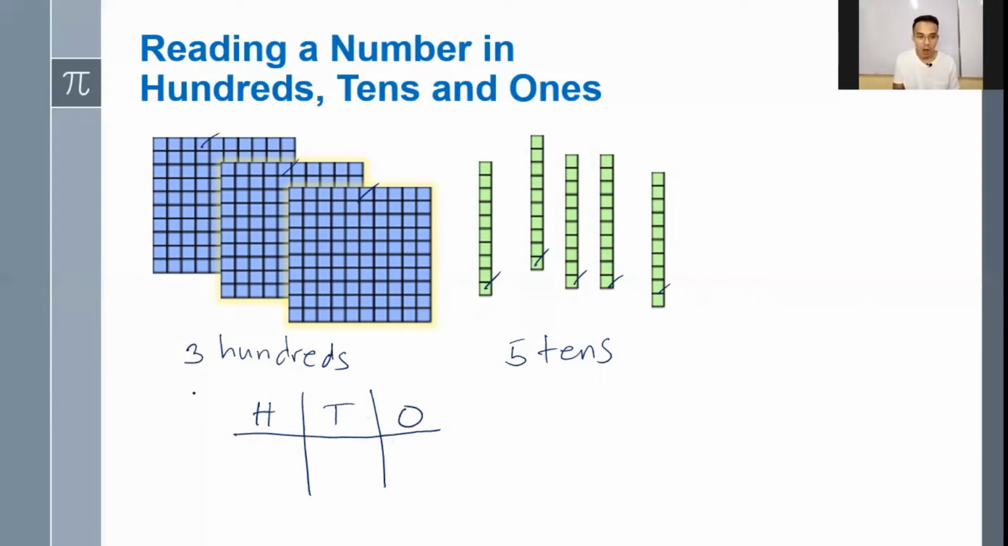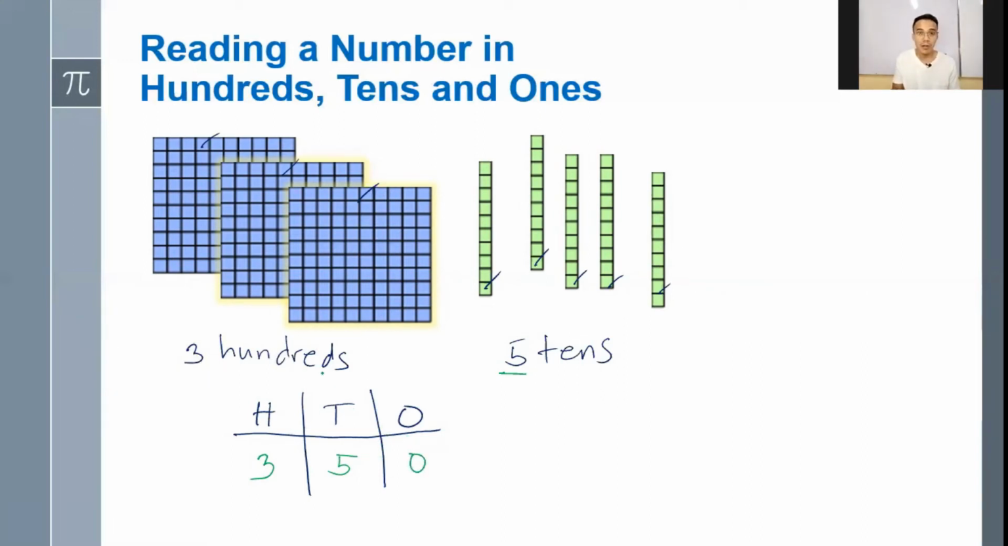Okay. So how many hundreds are there in the picture? There are 3 hundreds. How many tens? There are 5 tens. And how many ones? We don't see any ones, right? So we write here 0.